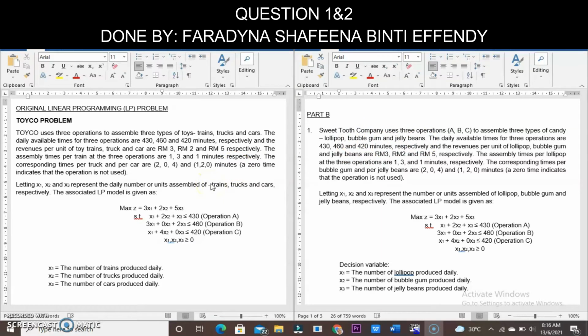All the numbers we did not change. However, the variables we changed: x1 will be lollipop, x2 will be bubblegum, and x3 will be jelly beans. These are the constraints: operation A, operation B, and operation C. And the decision variables are x1, the number of lollipops produced daily, x2, the number of bubblegum produced daily, and x3, the number of jelly beans produced daily.